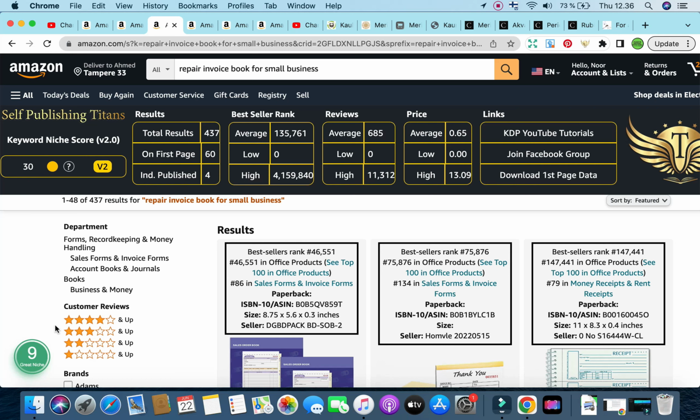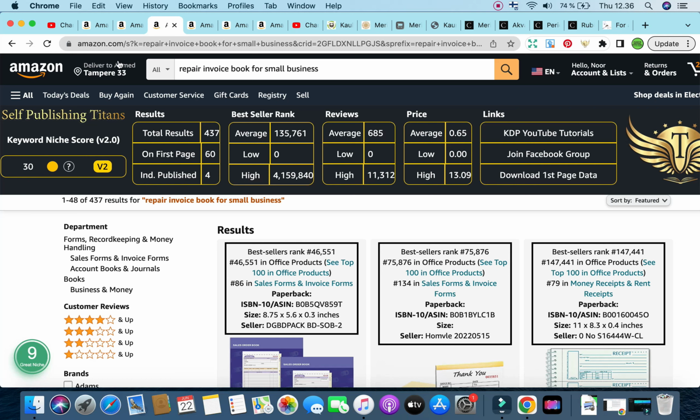So total results are 437, average bestseller rank is 135,761, and average reviews are 685. Now, this keyword allows us more space, more freedom, more flexibility to niche down, or to just create a simple general invoice book for repair businesses. The other one was just for auto repair, so it's really important to keep that in mind when you consider, for example, the cover. You might need to have a logo or a logo style or an element of a car or vehicles or anything like that, no matter how simple it is. Just have it there for graphic purposes as well.